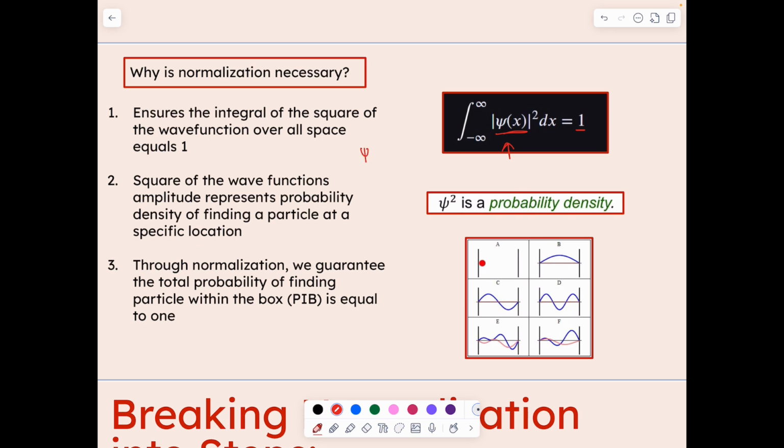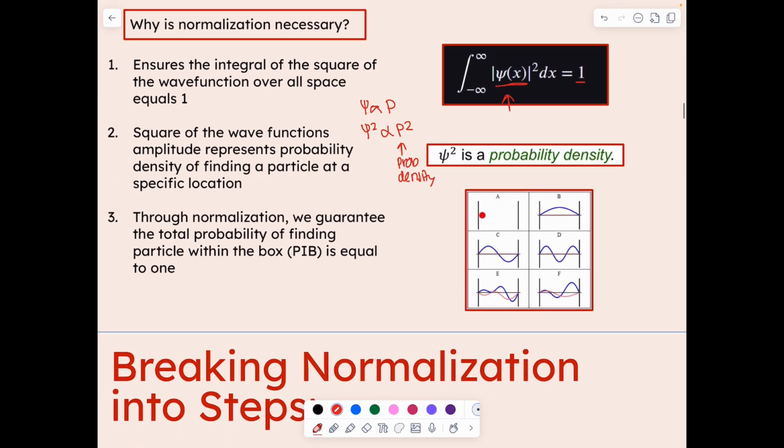So we know that the wave function is directly proportional to our probability. So then our wave function squared is going to be directly proportional to p squared, which is going to be our probability density. And then through normalization, we guarantee the total probability of finding a particle within the box is equal to 1.